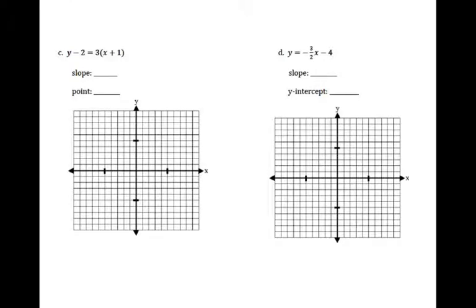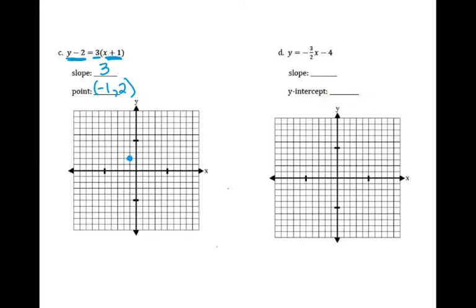All right, letter C. So letter C is in point-slope form. So for point-slope form, my m is the number that's in front of my parentheses. So my slope for this is 3. And for my point, I'm going to take my x-coordinate from the parentheses with the x, but as I pull it out, I am going to take the opposite. So that becomes -1, and my y-coordinate is going to come from the y. So my starting point is going to be at (-1, 2).